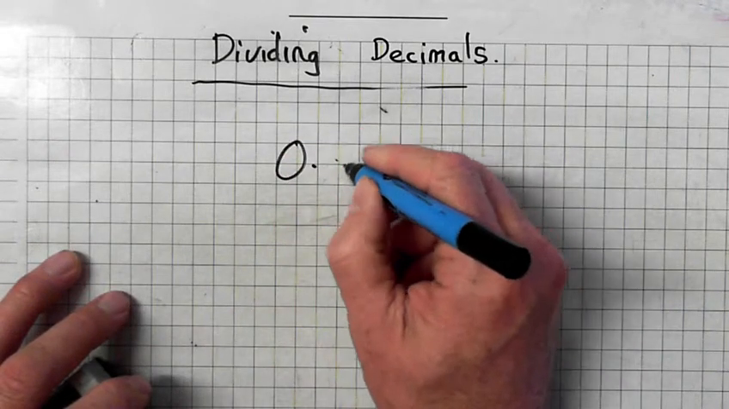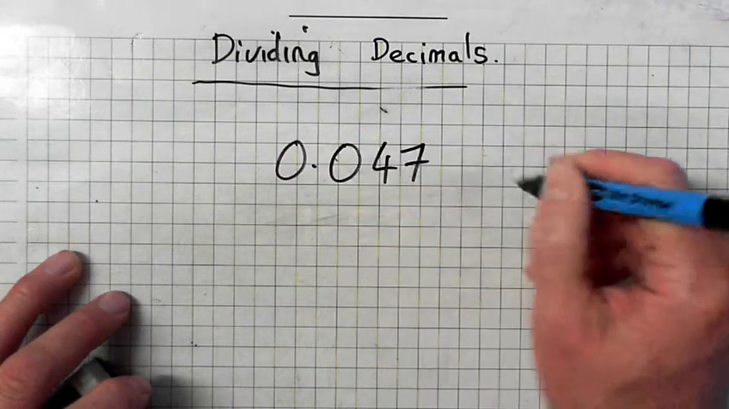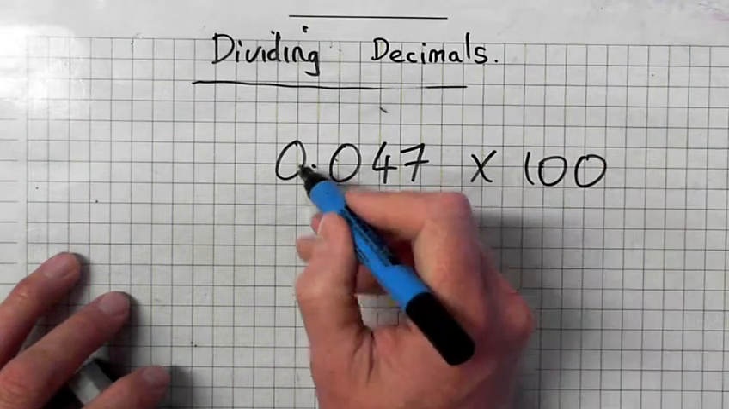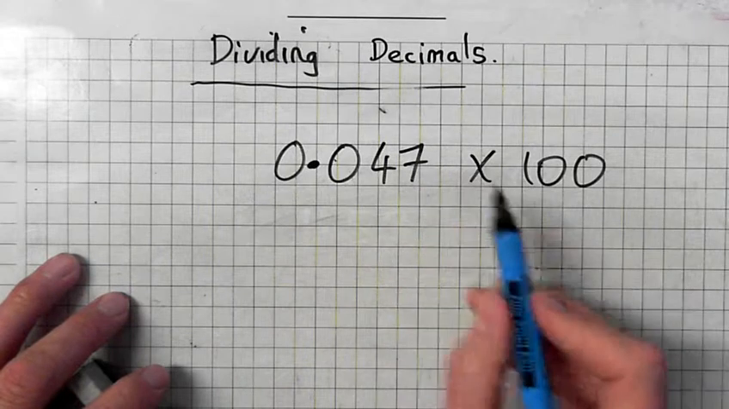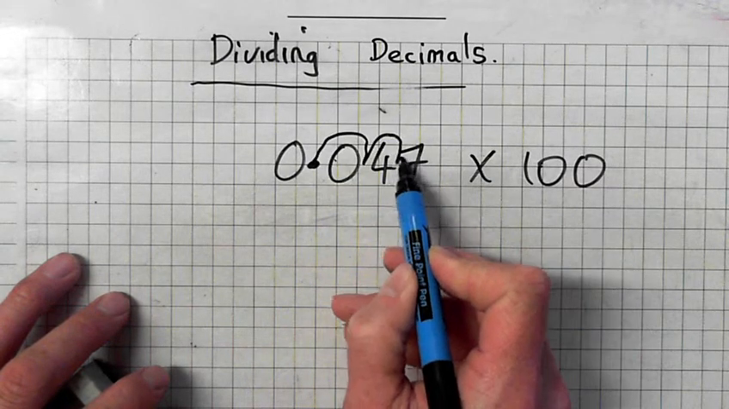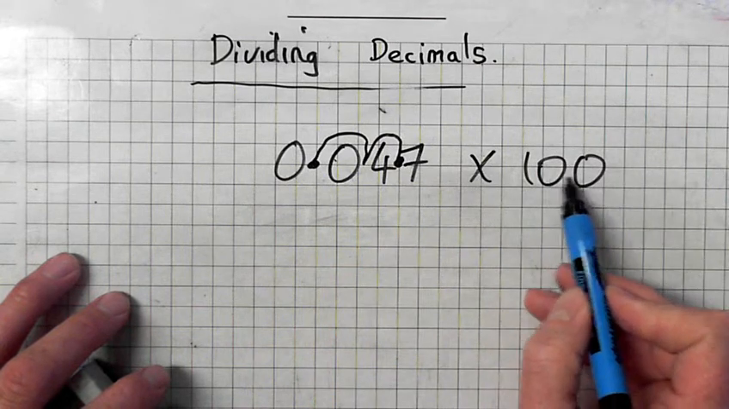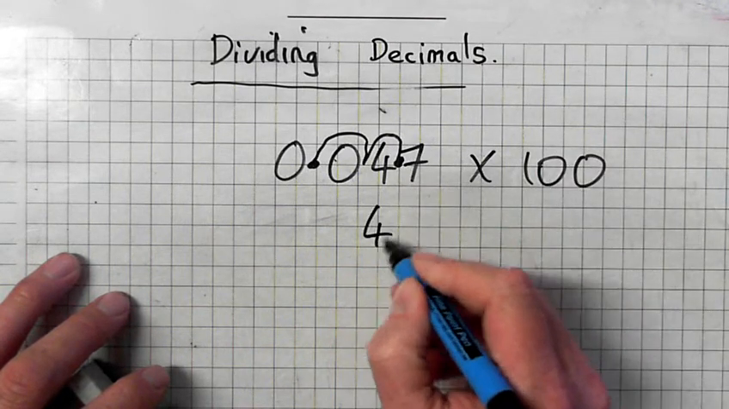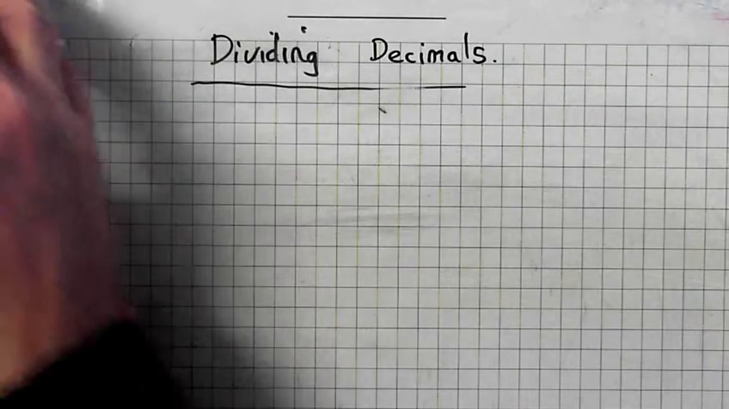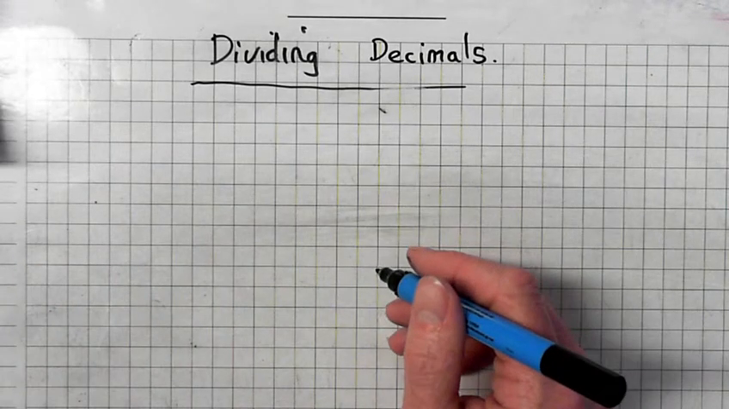This one is multiplication. 0.47 multiplied by 100. The decimal point moves, and multiplying by 100 makes it bigger. So 1, 2. I move it 2 decimal places because there's 2 zeros. 47. Right, more division.